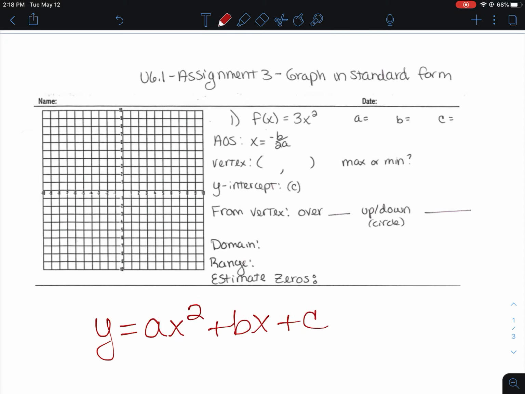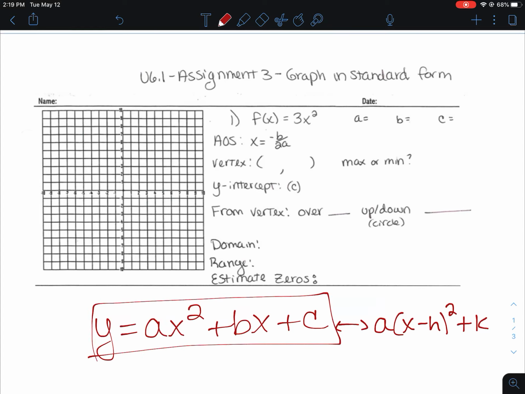So the first thing to recall is that the standard form of a quadratic function is ax squared plus bx plus c, okay? You can see in this equation there are no parentheses, so that's the difference between this and vertex form, where you have a(x minus h) squared plus k. You can change one form into the other, but we are just going to stick with standard form, all right?